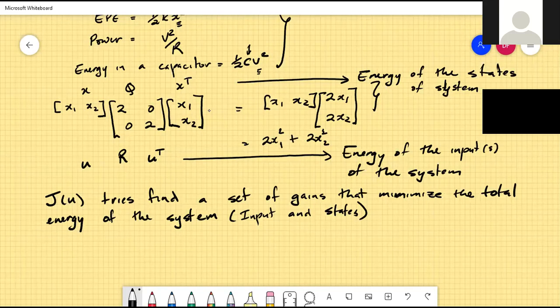So minimize the energy of the system, meaning minimize the amount of energy that you input and minimize the amount of energy that the states use up. Let us talk about a motor vehicle: one state is the speed, one state is the displacement. If you're minimizing the energy used for those things, then you minimize the amount of gas you would use to get from point A to point B.